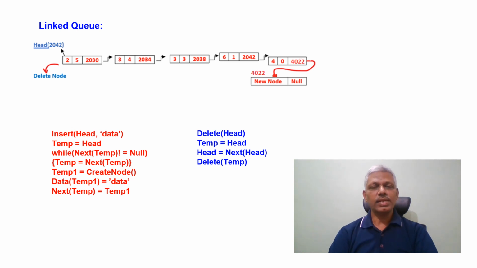Similarly, when it comes to the deletion, whatever current head is there, that has to be deleted. The front node has to be deleted. So we implemented delete head. For this, head is taken to temp, and head is updated as next of head. Whatever current head is there, that is updated as next of head, and temp is deleted. So this is how we implement queues using linked lists. Again, the advantage is that we can dynamically increase the linked queues to any length.